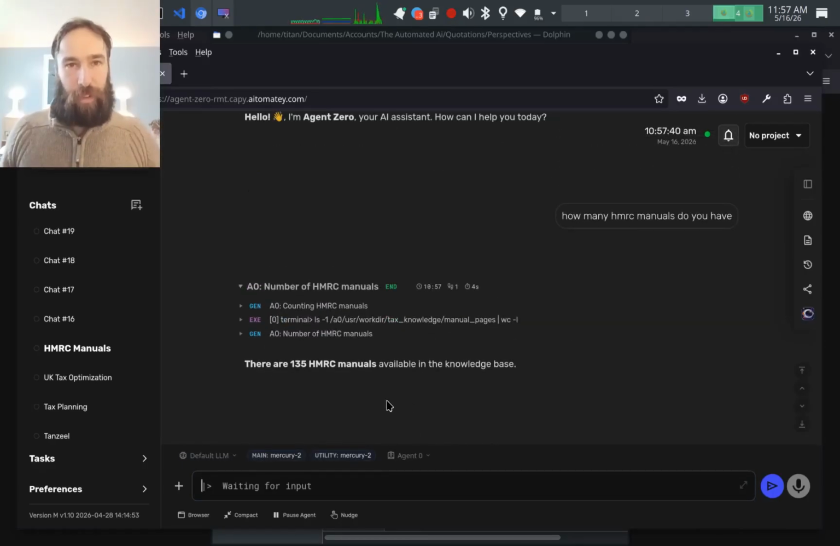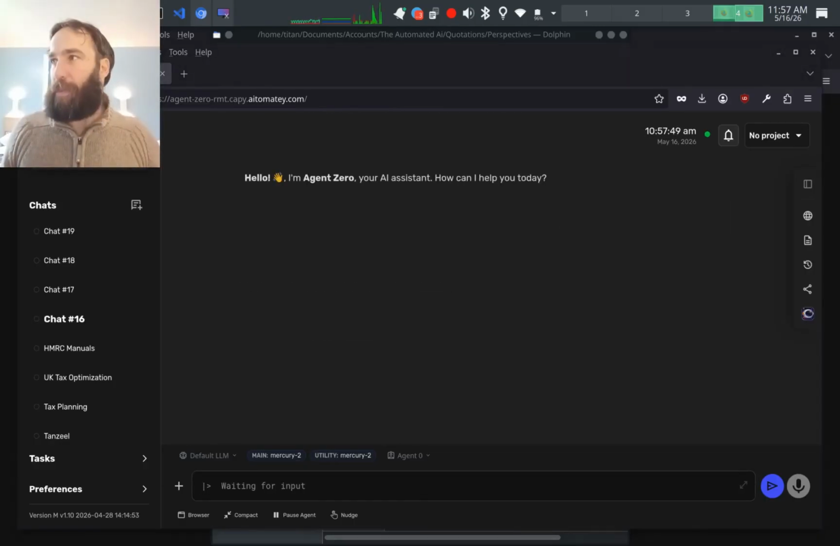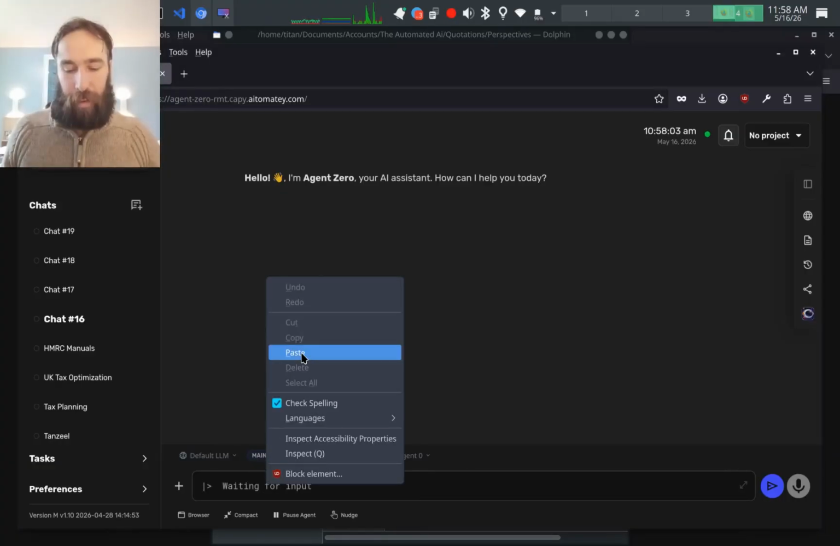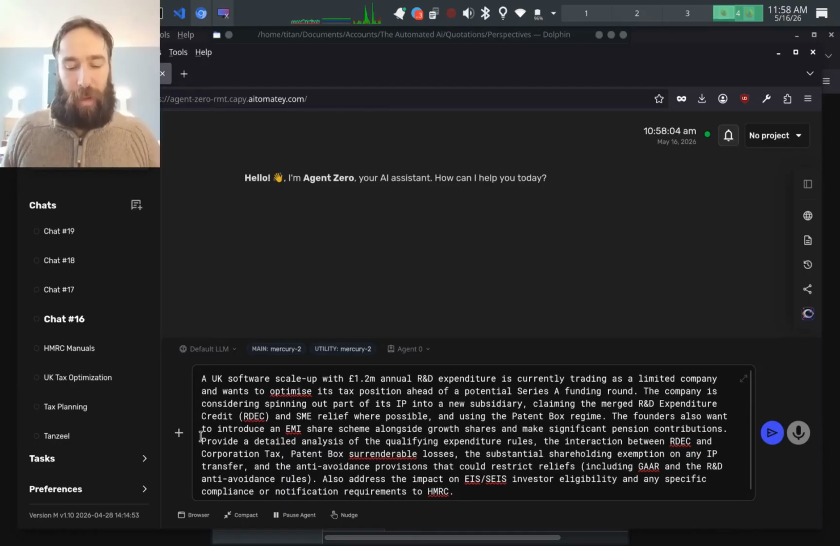So it has all 135 of the HMRC manuals. Let's put in some queries and see how it performs. First one we're doing is a tech company that is looking at R&D expenditure and being able to claim it.